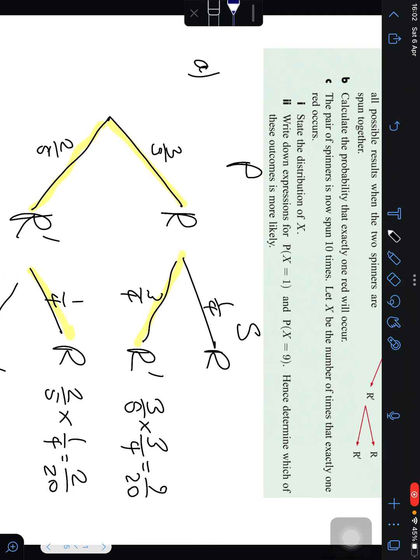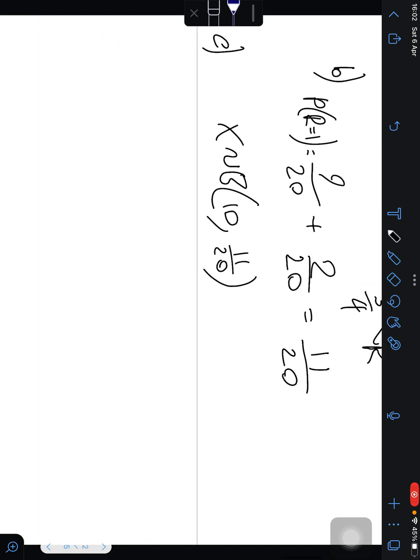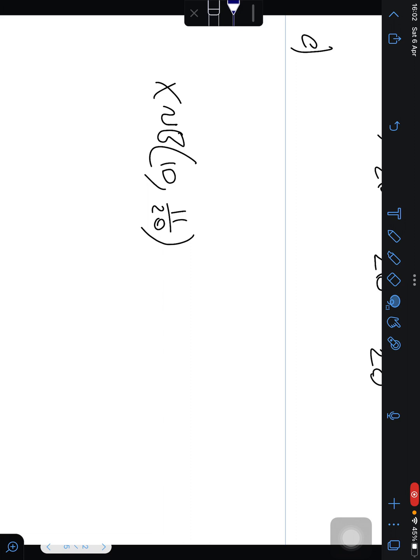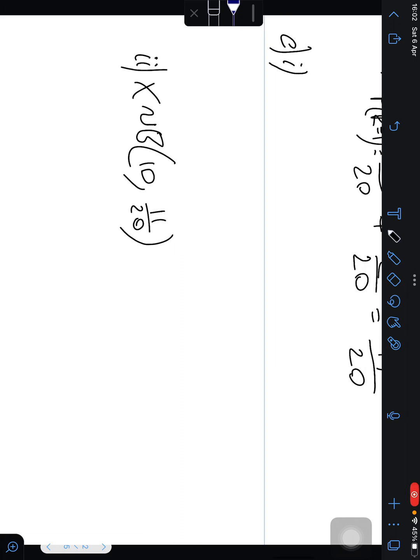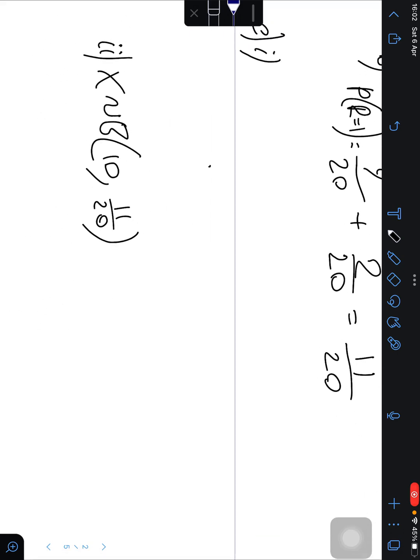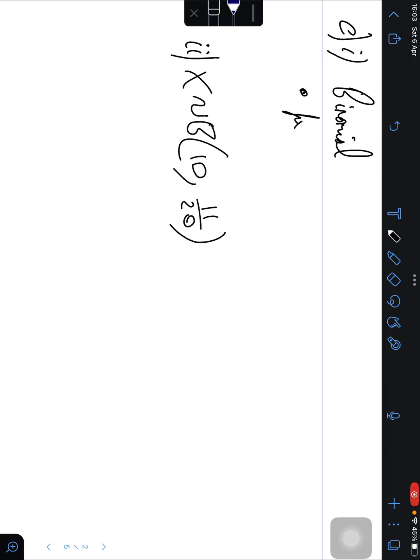So why is this binomial? For a binomial experiment, let me write this down. This is part II, but part I asks us what sort of distribution it is, and it's binomial. The reason is that binomial is for a fixed number of trials. In our case, how many trials do we have? We have 10 fixed trials.